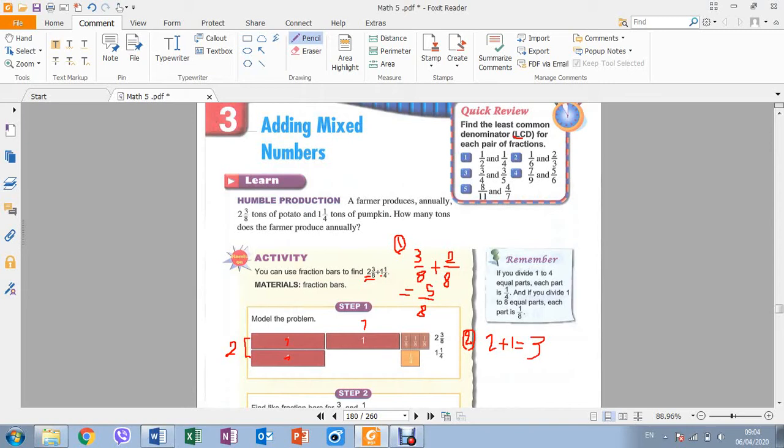The third step, we only need to put the whole number and the fraction next to each other. First you put down the whole number, which is 3, and next to it put down the fraction. The answer of the fraction is 5/8.